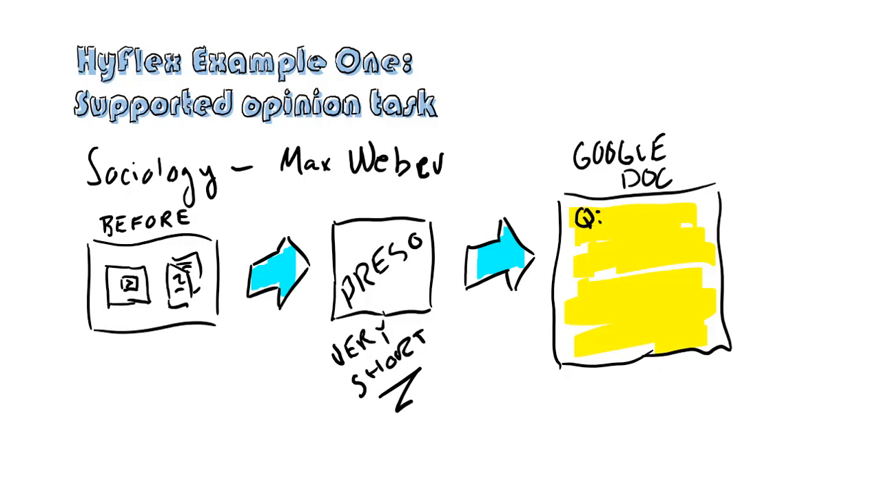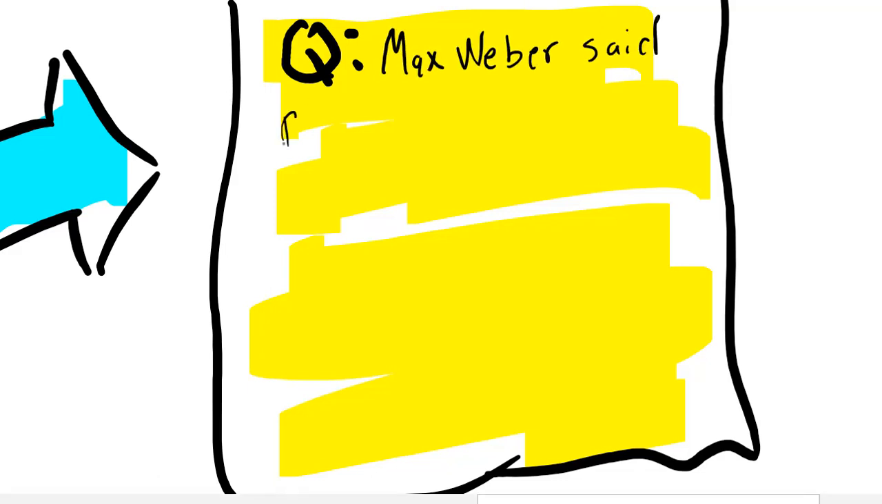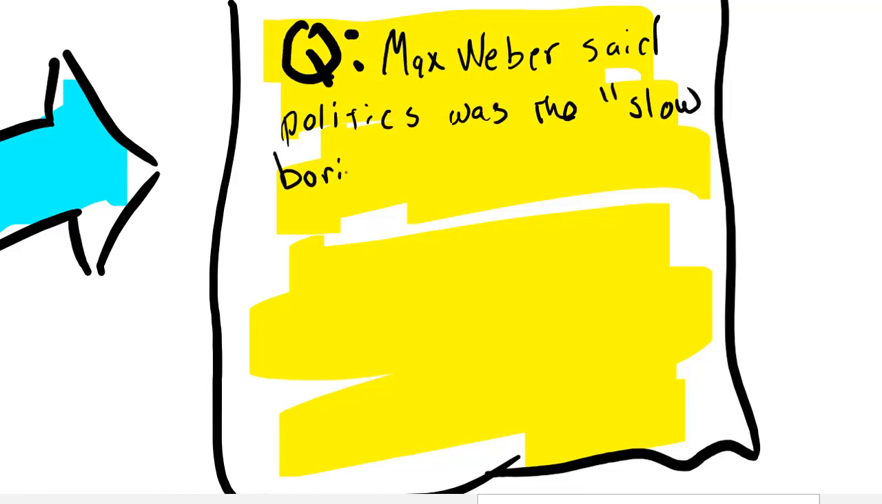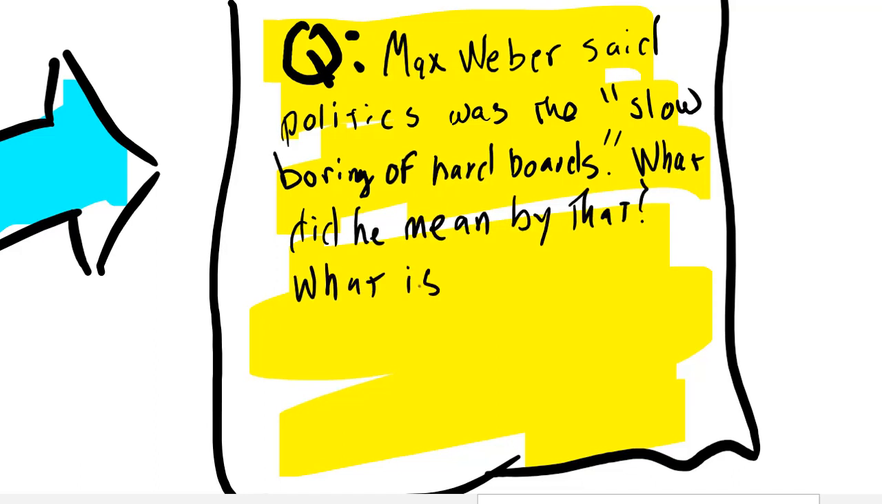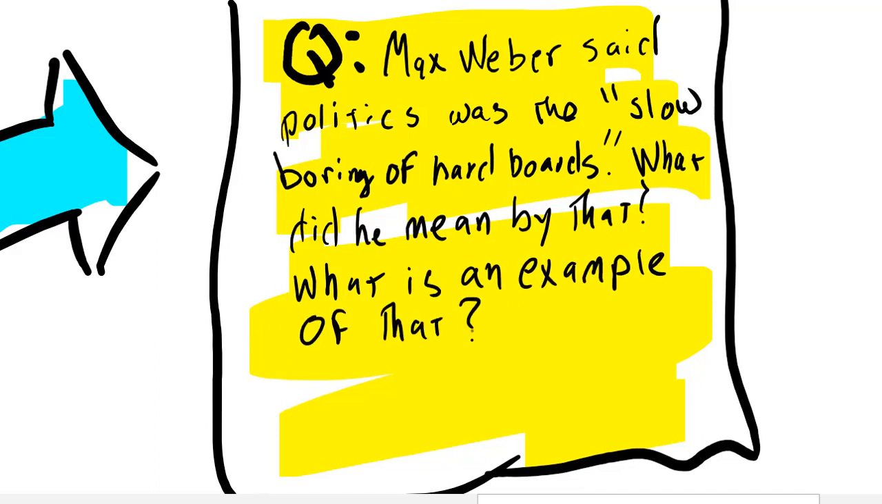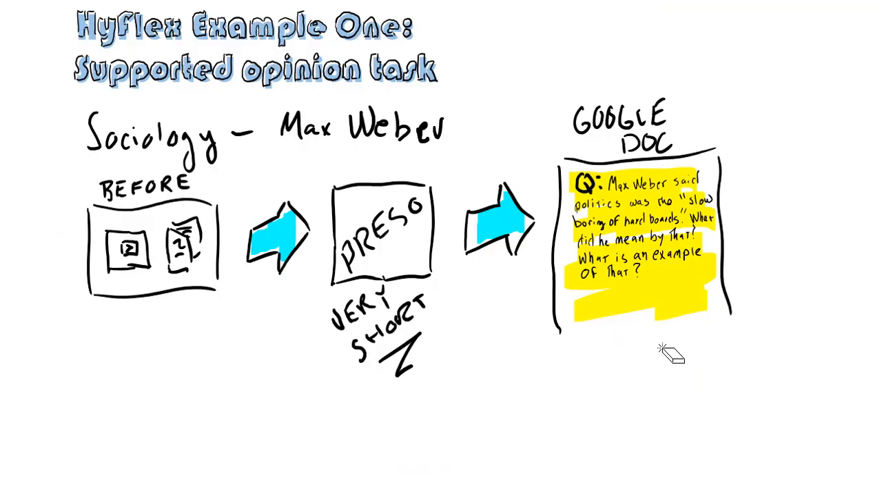So your question is, based on the reading, Max Weber said that politics was the slow boring of hard boards, right? Slow boring of hard boards. So you want the students to answer in this Google document. You want them to answer, what do you think he meant by that? And can you come up with an example that sort of illustrates that from either history or the current day or something like this? So this is kind of testing student knowledge.